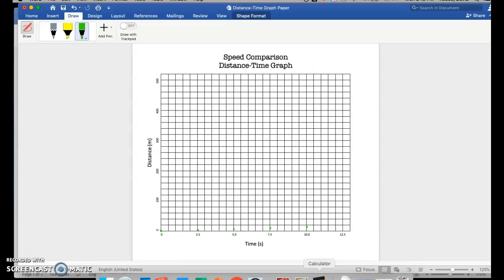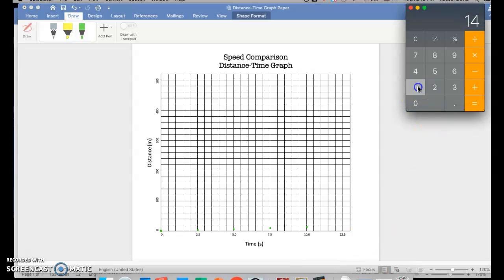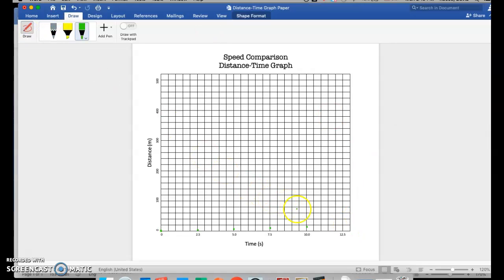And then finally, I'll run all the way out here to 1.4 times 12.5 equals 17.5. So again, I draw. 17.5 is just going to be slightly higher. And there I have my dots for my person.